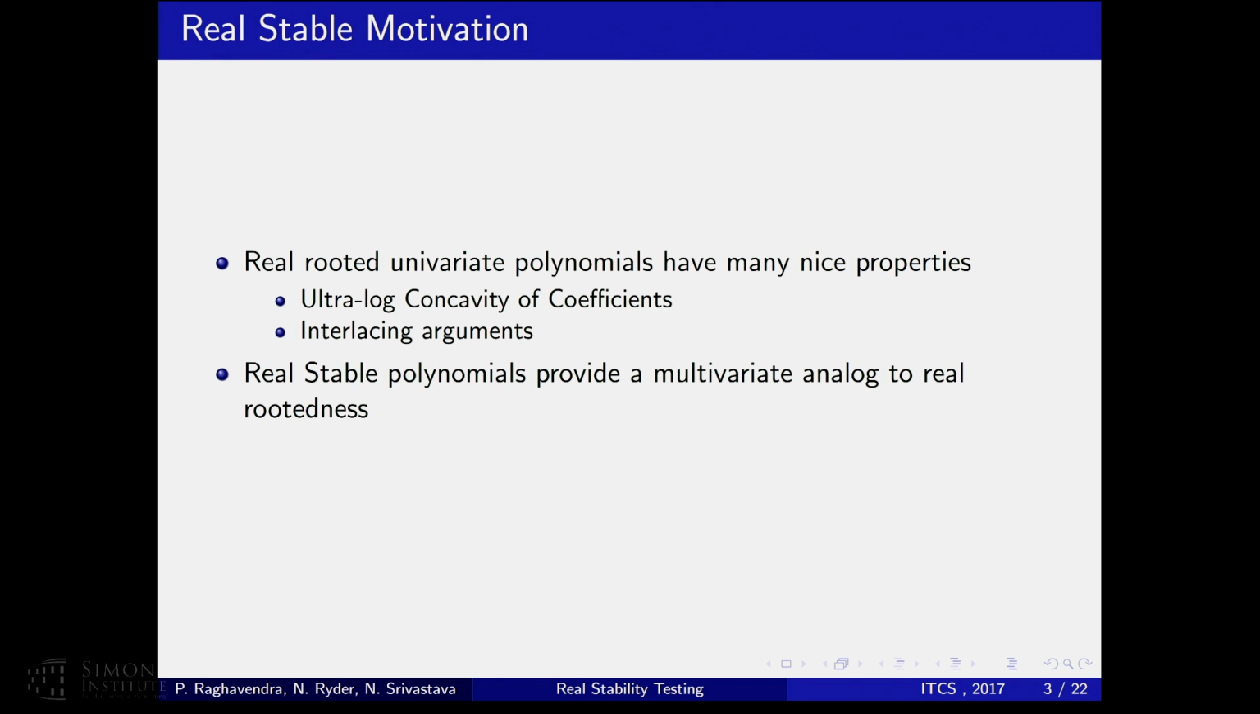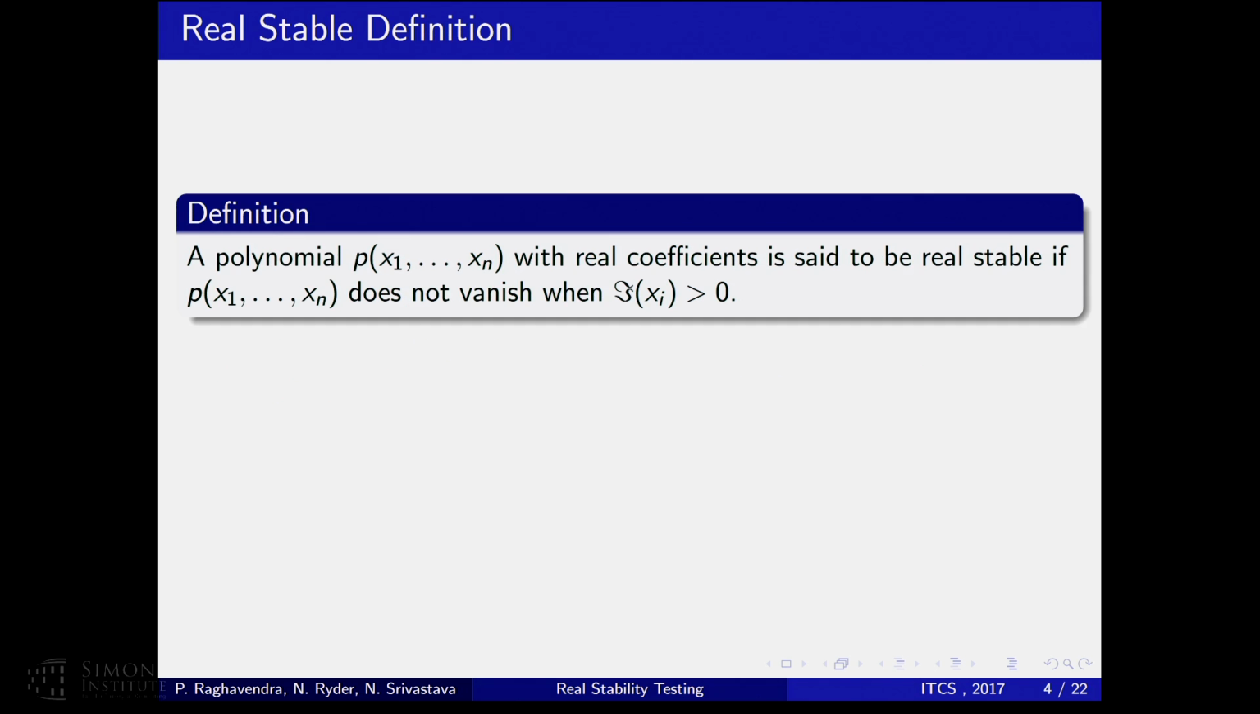When you're looking for a multivariate extension of real rootedness, you're going to want some information about the zeros, but it's not obvious at first glance what to do. So the definition of a real stable polynomial is we have a multivariate polynomial with n inputs, and we're going to look at the polynomials where, when the inputs all lie in the upper half plane, the polynomial doesn't vanish. So if your inputs all have positive imaginary part, your polynomial doesn't vanish.